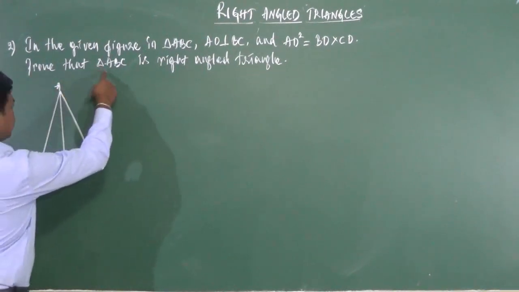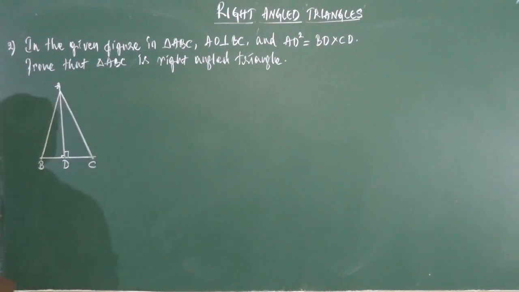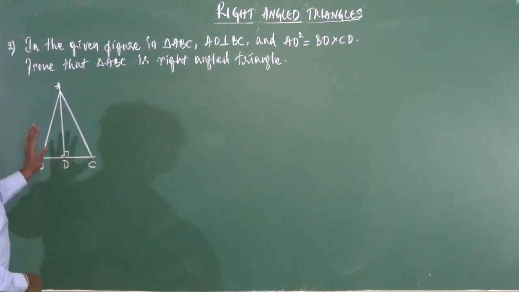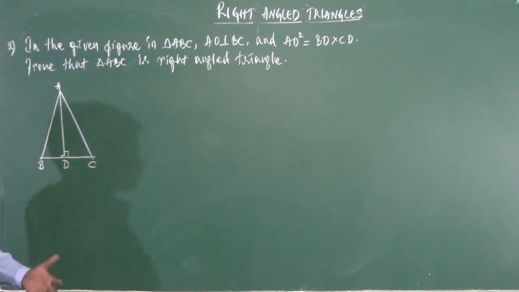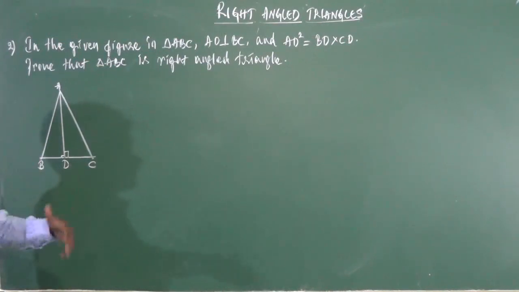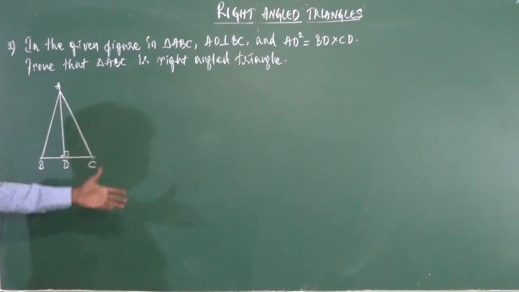So prove that triangle ABC is a right angle triangle. Let us see where the right angle comes and how the Pythagoras theorem is going to get applied. Let us not decide whether angle B is 90, angle C is 90 or angle A is 90. Let's see, then we will prove that.